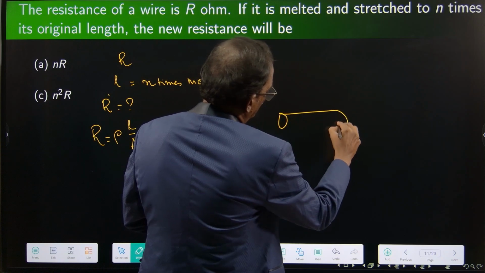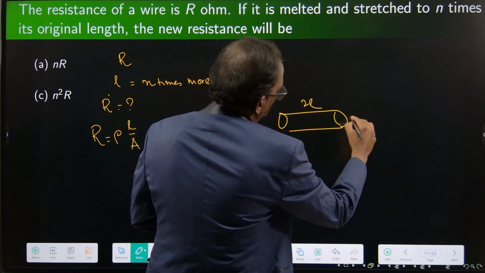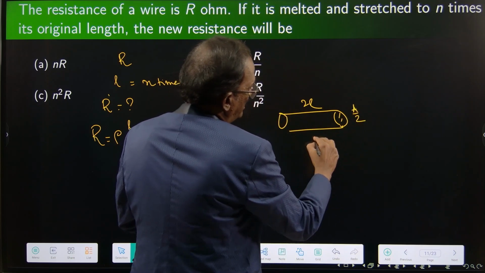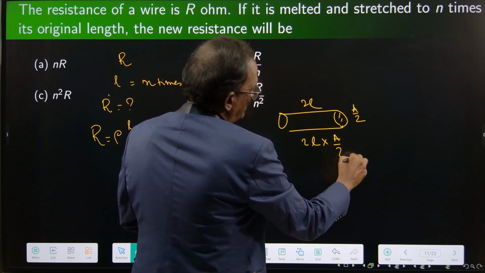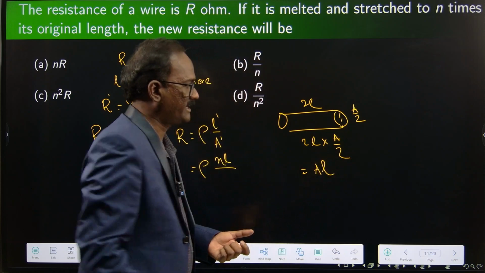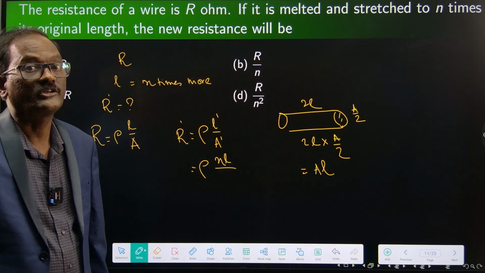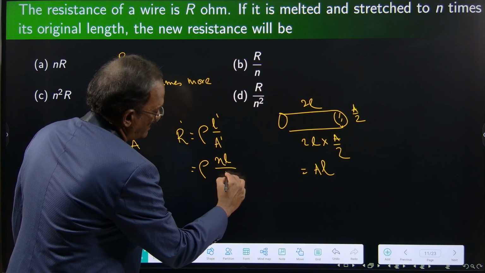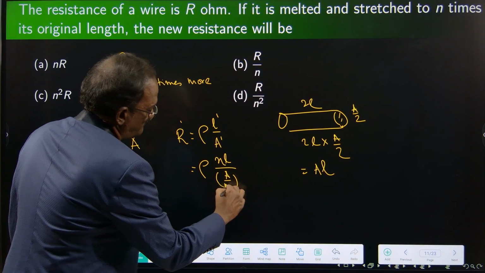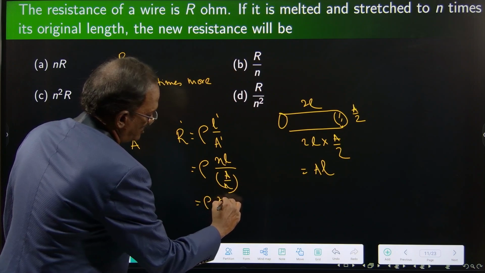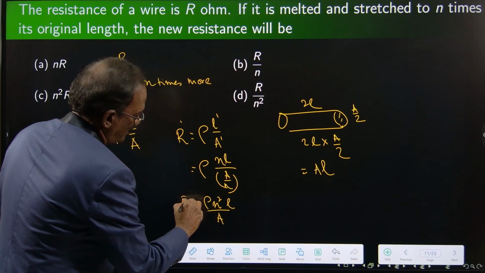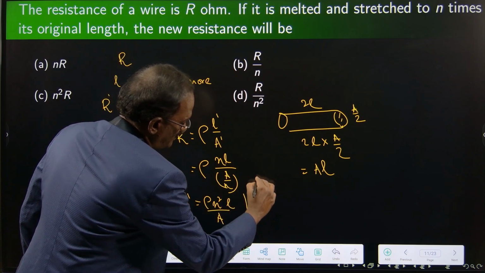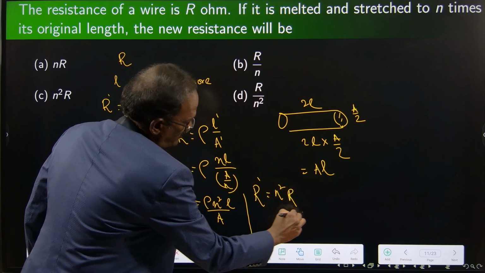Already we have discussed, if the length is 2L, then the area has to be decreased to A by 2. Then 2L into A by 2 will give us AL; the 2 and 2 cancel, keeping the volume constant in both cases. So A dash will be A by N. So R dash is rho N square L by A. Rho L by A is R, so R dash is equal to N square R.